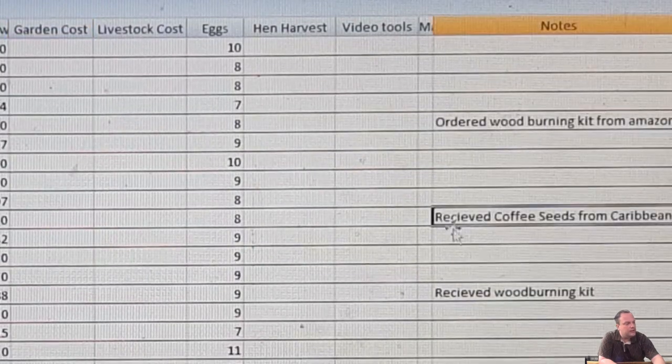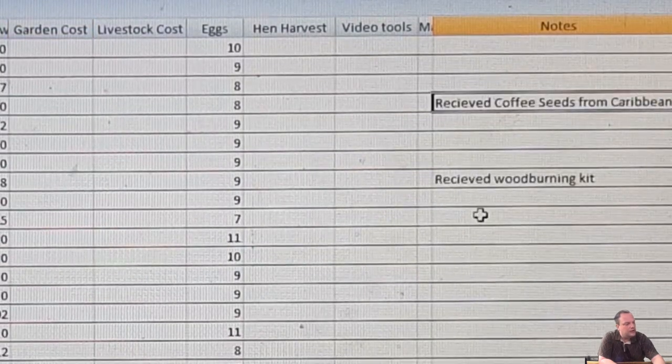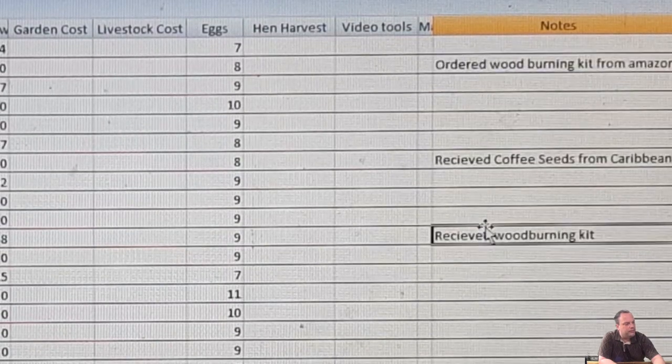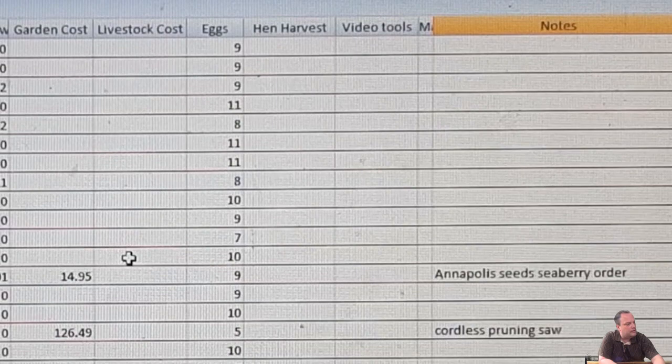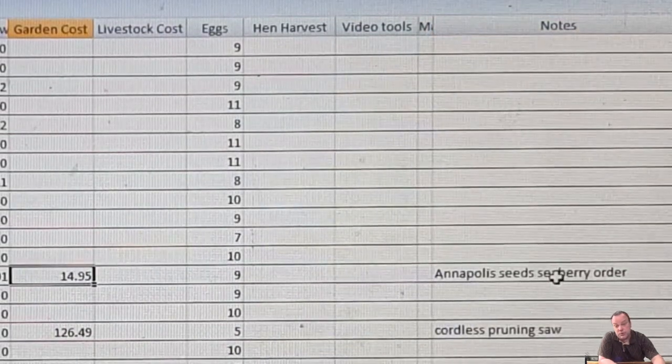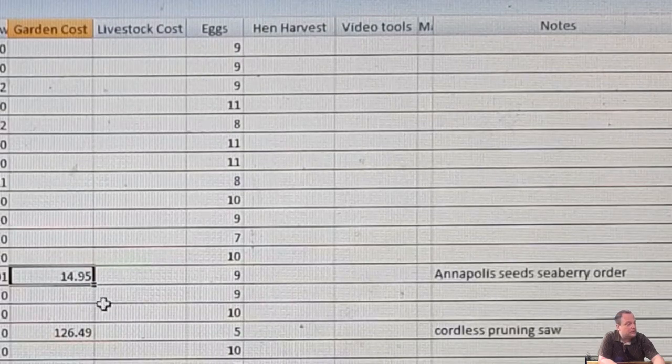I received the coffee seeds there. This is another hobby that I'm starting there. $14.95. I got some more sea berry seeds from Annapolis Seeds.